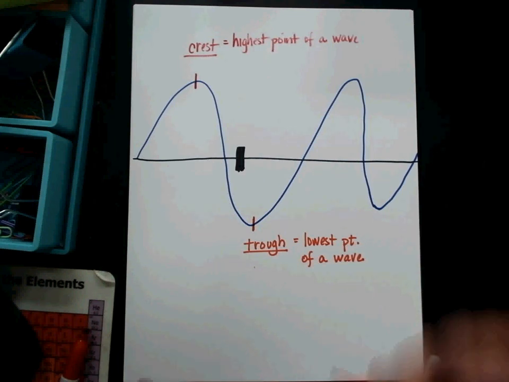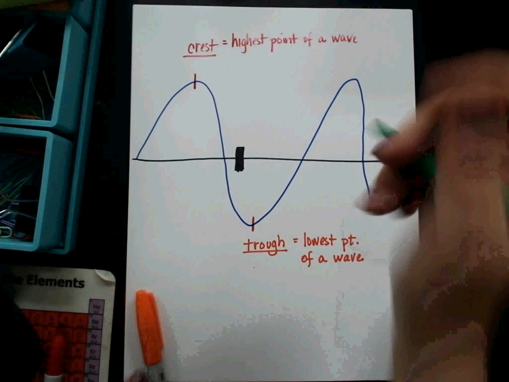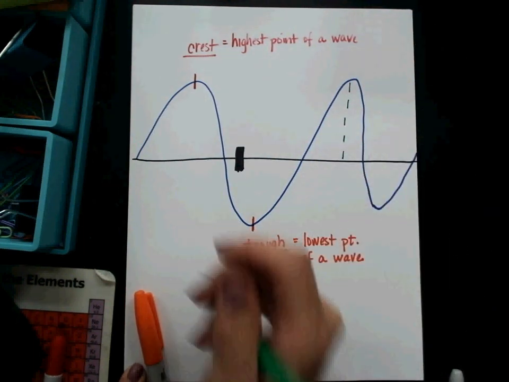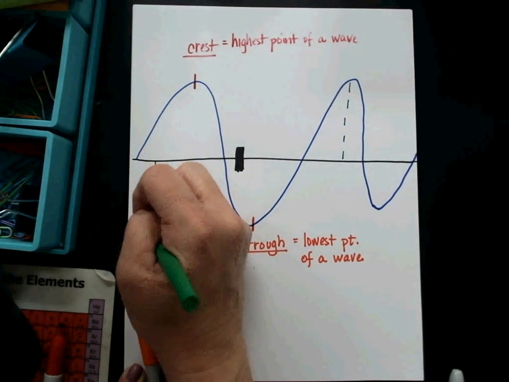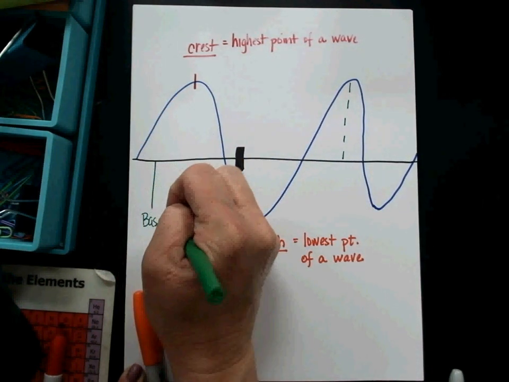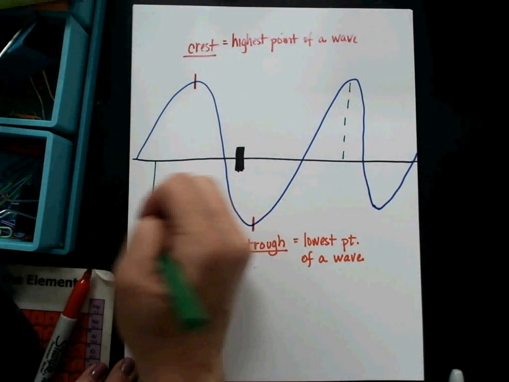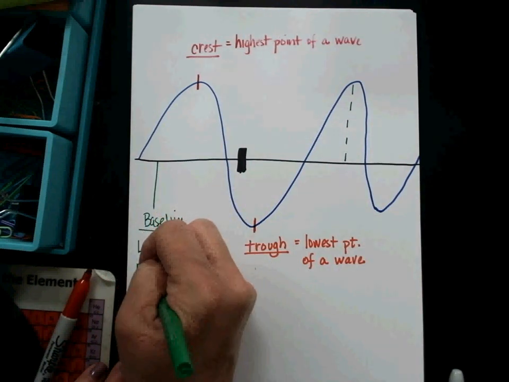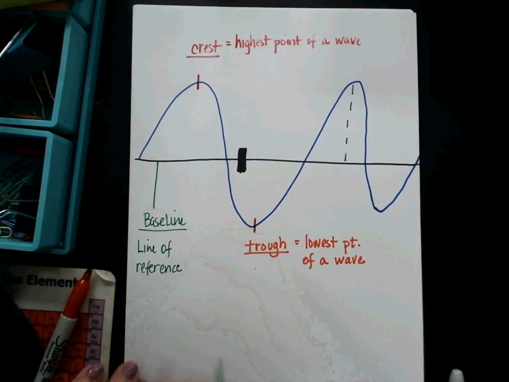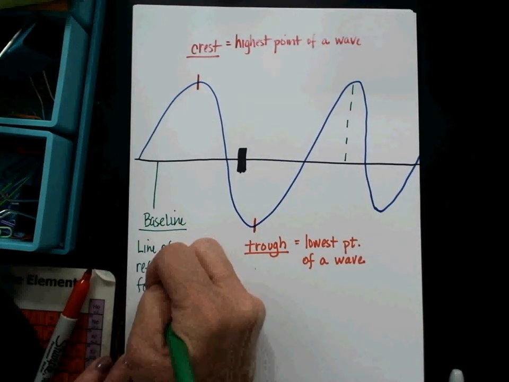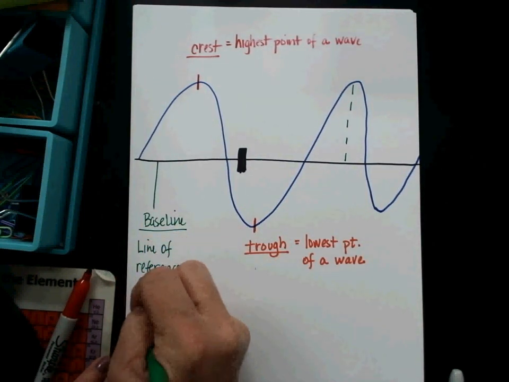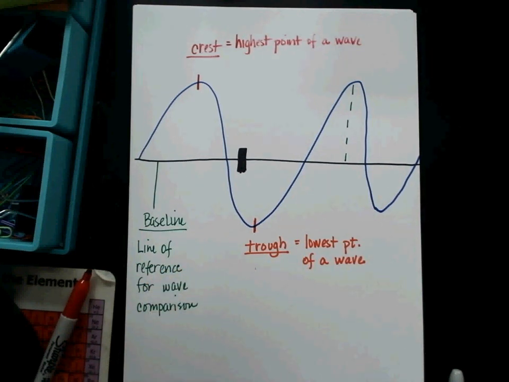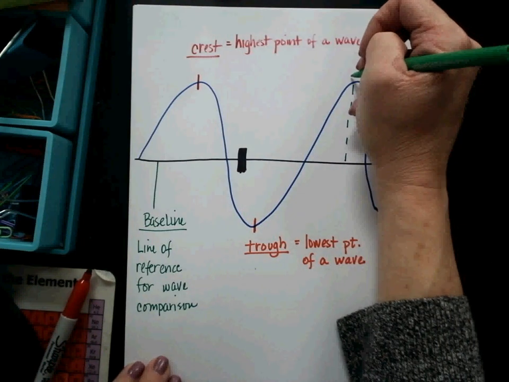Amplitude. Where is amplitude? Amplitude, actually, I'm going to draw, let's see, I'll draw a green line. Amplitude is right here, from the crest to what we call baseline. So this line right here, we probably should fill in. This is baseline. Anybody have that on theirs? No? This is a line of reference for wave comparison.